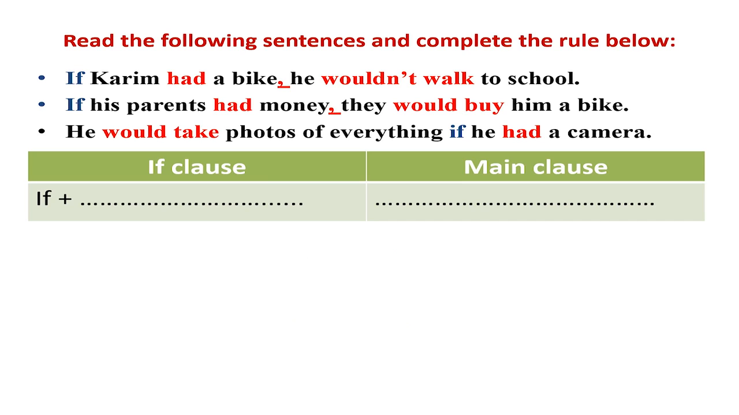So in conditional sentences we have 2 clauses. We have the if clause that starts with if, and the main clause that would be the result. So we have condition and the result. So I'd like you to read these sentences and complete this table with the rule.